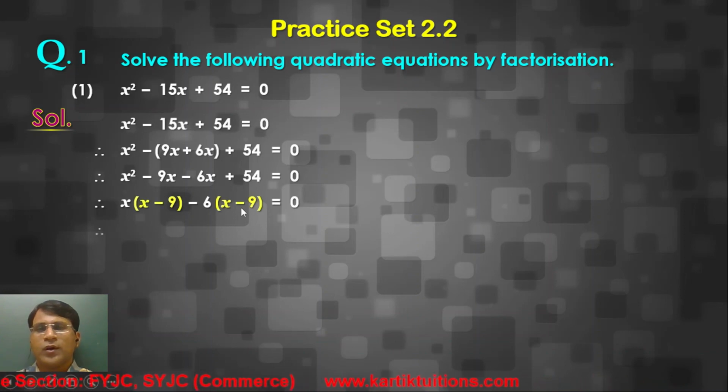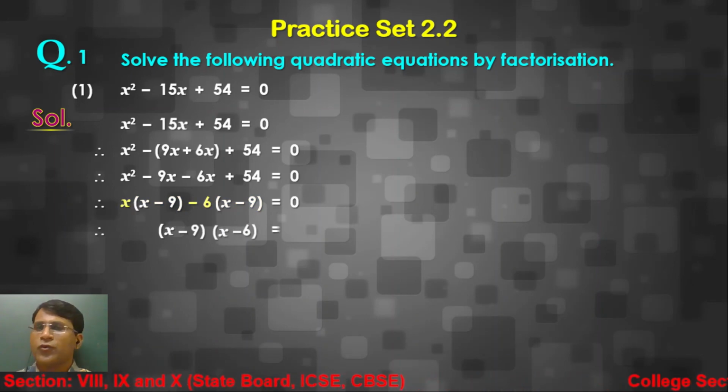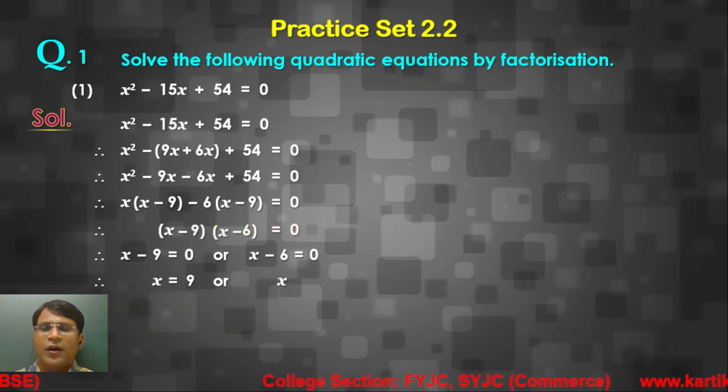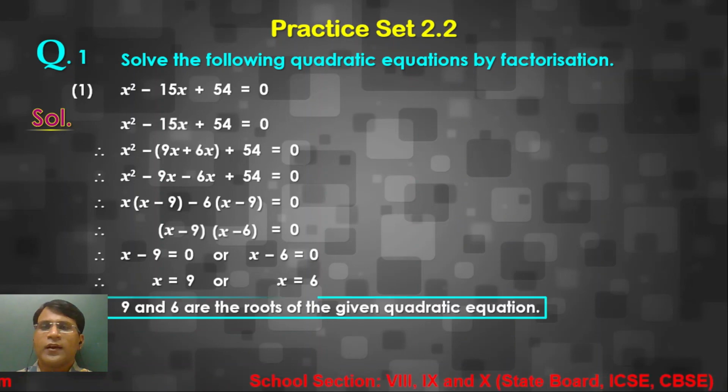Now in these two terms, what can you take common? You can take x minus 9 common. And in bracket, you will get x minus 6 is equals to 0. So the product of two terms is equals to 0. Therefore, x minus 9 is equals to 0 or x minus 6 is equals to 0. Therefore, x is equals to 9 or x is equals to 6. Again, we got the two roots. So the answer will be: 9 and 6 are the roots of the given quadratic equation.